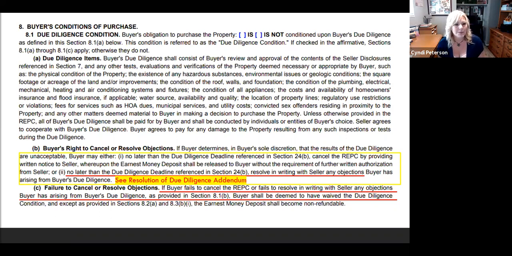So on the due diligence items, basically I'm going to read it to you. It's kind of hard to read sometimes on here, but it shall consist of the buyer's review and approval of the contents of the seller's disclosures referenced in section 7, and any other tests, evaluations, and verifications of the property deemed necessary or appropriate by the buyer, such as physical condition of the property, the existence of any hazardous substances, environmental issues or geological conditions, square footage or acreage, any improvements to the land, the condition of the roof, the walls, the foundation, plumbing, electrical, mechanical, heating and air systems and fixtures, the condition of all appliances, the cost and availability of homeowners insurance and flood insurance.